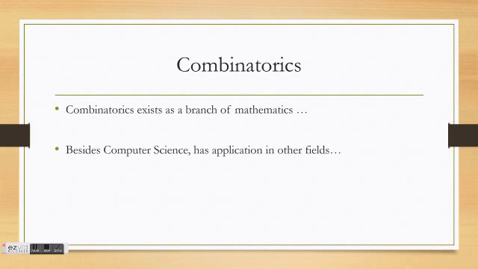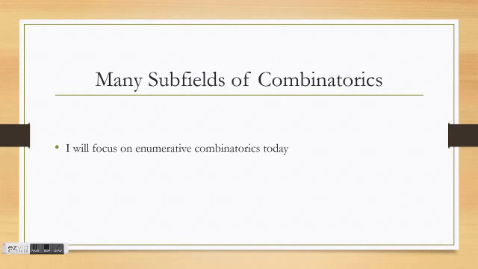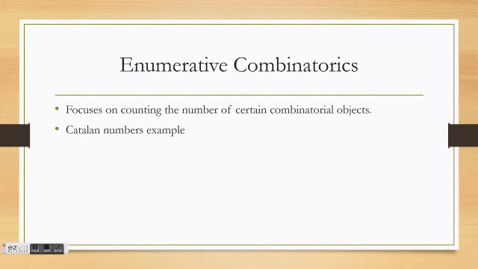Besides computer science, combinatorics has other applications in other fields, such as mathematical optimization, ergodic theory, and statistical physics. There are many subfields of combinatorics, but today I want to focus on enumerative combinatorics, the counting aspect. In enumerative combinatorics, we count the number of certain combinatorial objects such as numbers and sets. There's an example called the Catalan numbers that I'll be going over later on.